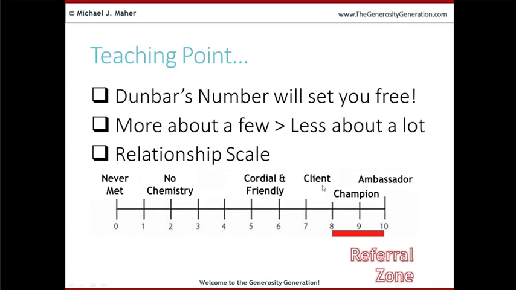An 8 is a client. A 9 is defined as a champion. And just as you're writing this down, a champion is someone who's ever referred you, regardless of outcome. I've gotten many, many referrals where it turned out that the person couldn't get a loan or just wasn't ready to buy or sell or whatever it may be, right? But that referral source took a chance and referred me. So they're a champion.